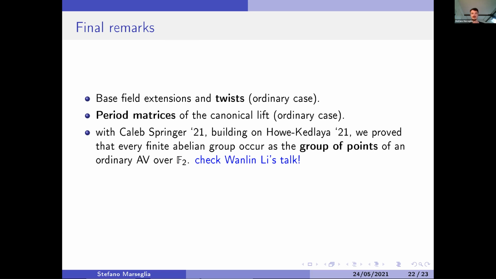About this, I'm very excited for the talk that Wanlin is going to give later this week, because they are going to give a generalization of this Howe and Taylor paper to some other finite fields, not just F_2. And our proof, the contribution by Caleb and me, we believe also applies to what Wanlin is going to say. So very excited.